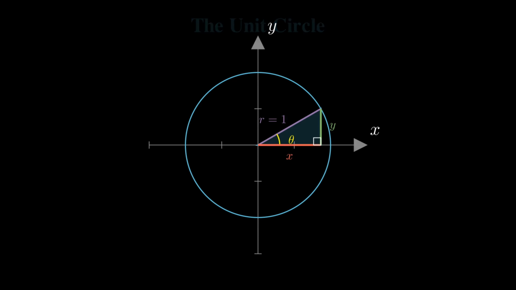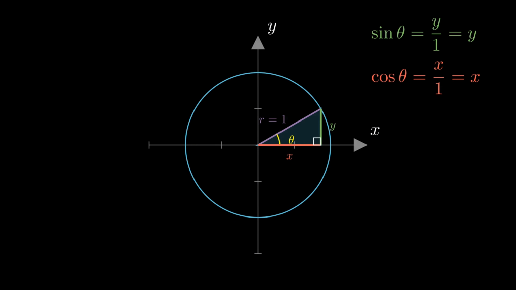Now let's plug this into SOH-CAH-TOA. If sine of theta equals opposite over hypotenuse, then on the unit circle, sine of theta equals y over 1, which is just y. If cosine of theta equals adjacent over hypotenuse, then cosine of theta equals x over 1, which is just x. And tangent of theta is y over x.